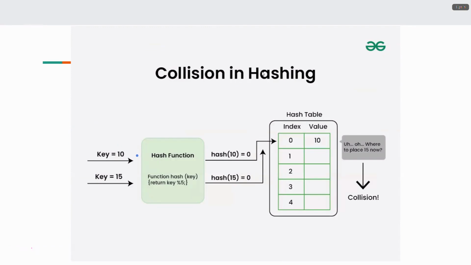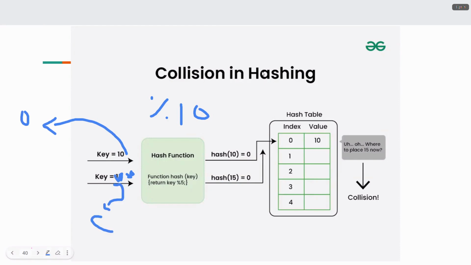So think of a situation like this. Say we have 10 and 20, and now the hash function is modulo 10. What would be the resulting values? 10 results in 0, 20 also results in 0, right? We would store 10 here, and when we are trying to store 20, there is a value already there. So we call this a collision.